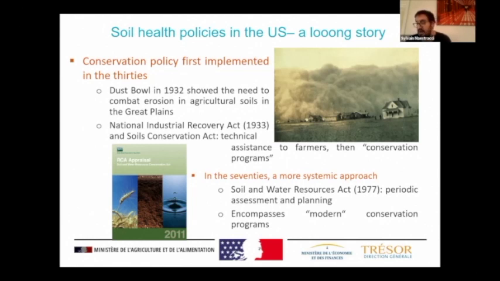So as part of the New Deal of President Roosevelt, the first law that passed, called the National Industrial Recovery Act, encompassed measures to tackle erosion. Two years later, the Soil Conservation Act created the Soil Conservation Service, that is nowadays called the Natural Resources Conservation Service, and that's still the agency dealing with the fight against erosion and, more importantly, with the whole range of conservation agri-environment measures. So there was the first technical assistance to farmers and the first conservation programs put into place.